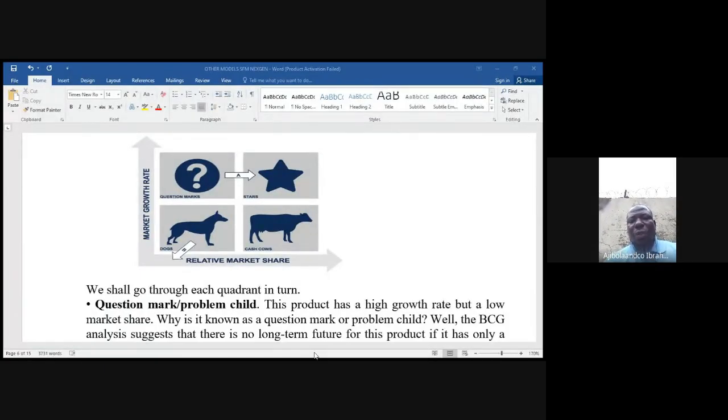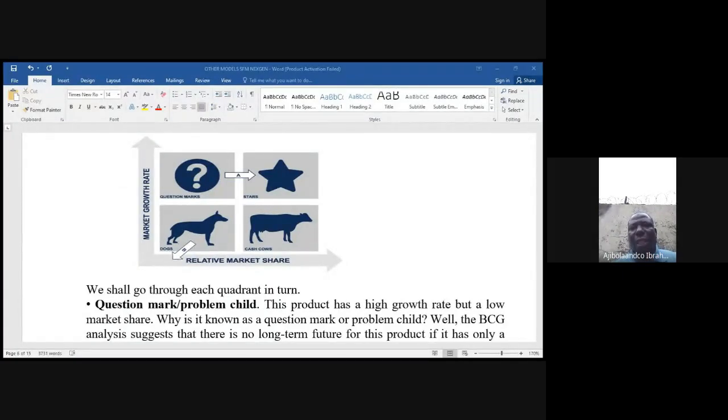Then when you have high growth rate but low market share, it is seen as question mark or problem child. In some literature we call it problem children, or they call it question mark. So where you have low growth rate and low market share, those products are referred to as dog.